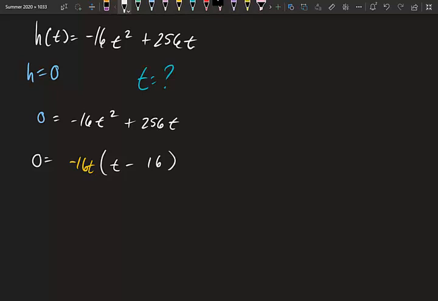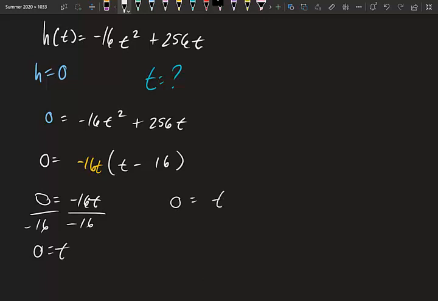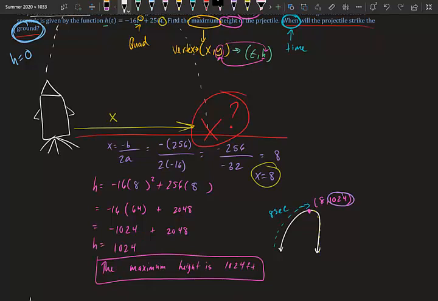Now that we factored, we separate them, so we have 0 equals negative 16t. So divide by negative 16, and we get 0 equals t. That means nothing to us. I don't care about that. And then we have 0 equals t minus 16. So add 16. We get 16 equals t. So 16 seconds it'll hit the ground. So after it fires off, after 16 seconds, it's going to hit the ground.